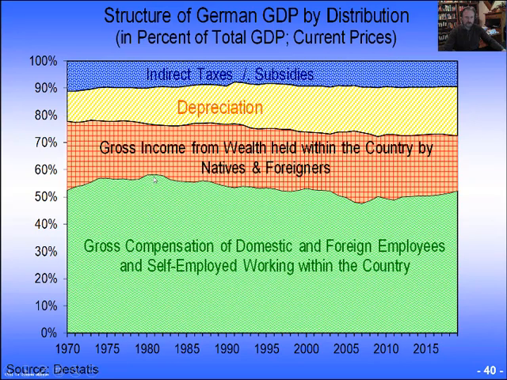We can observe a reduction of this share starting at the beginning of the 1980s. The lowest point was reached in the year 2007, 2008. Since then it is again slightly growing. So I would say there is no clear trend in this component. The same holds basically for the gross income from wealth. The only component that shows a trend is depreciation.